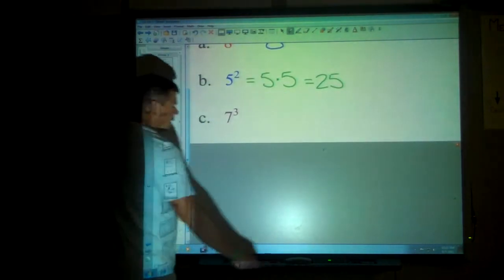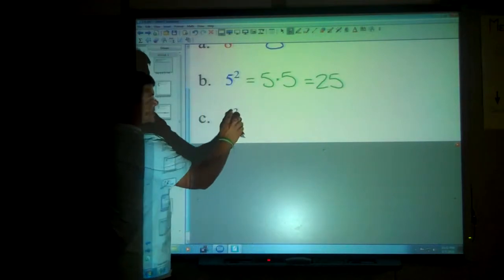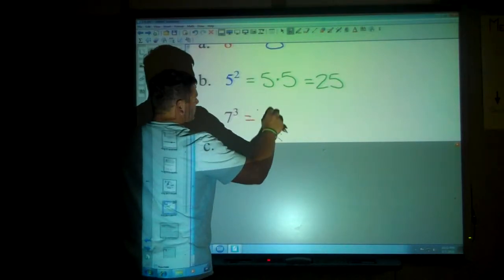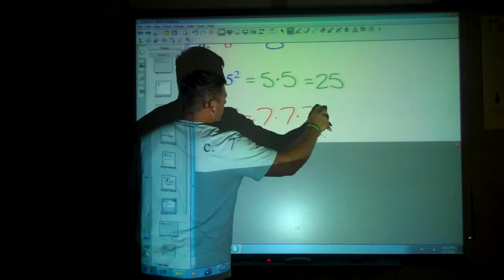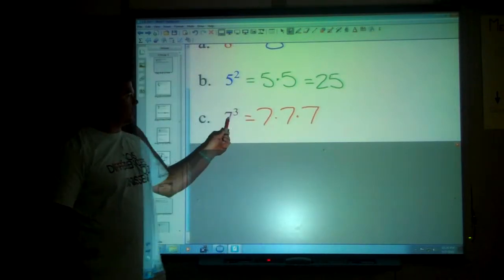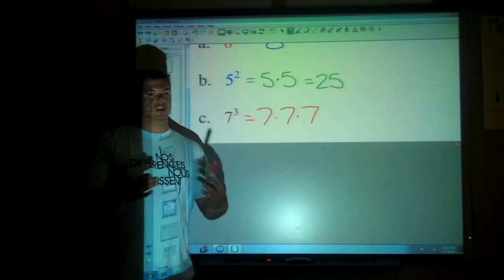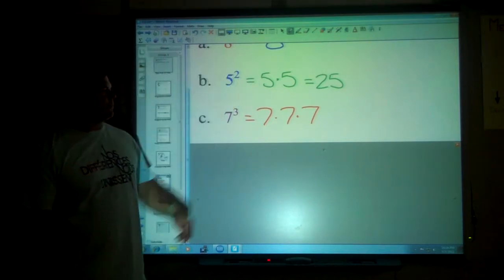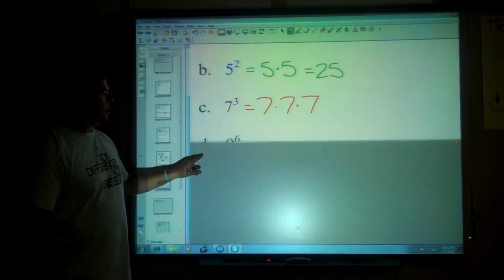7 to the third power. Again, that's not 7 times 3. That's 7 times 7 times 7. So we are expressing this with numbers. We're not actually evaluating it. We could take it a step further if we wanted to, but we're not doing that right now.